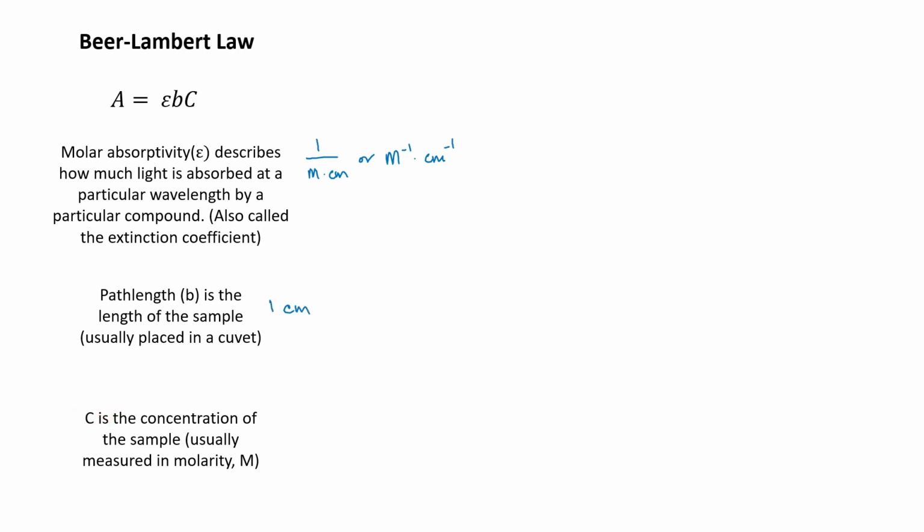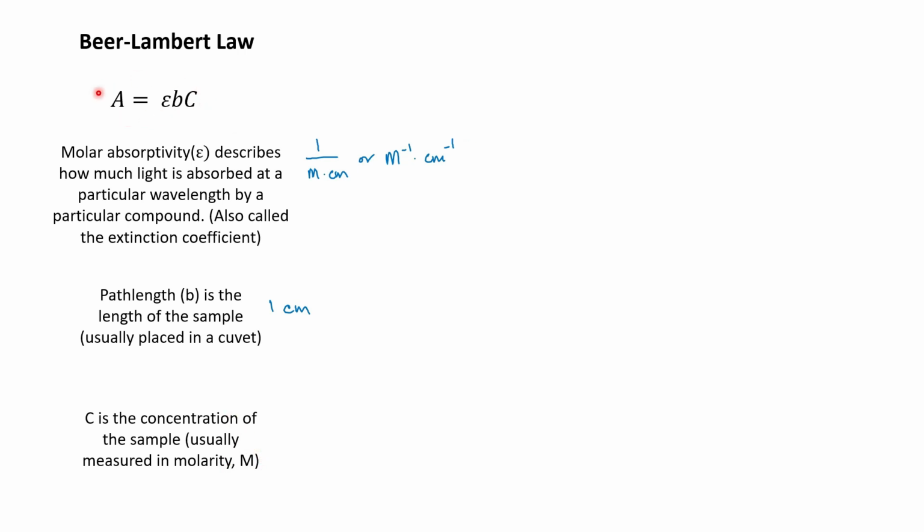Finally, C is concentration. This is a little easier to understand, and we usually measure this in molarity. Of course, you can measure concentration in a different unit, but you'll just have to make sure that your molar absorptivity unit, again, it's usually a molarity, but if you want to switch to molality, just make sure your molar absorptivity gives you units of molality here if you're going to use molality here. You just want to make sure that your units match.